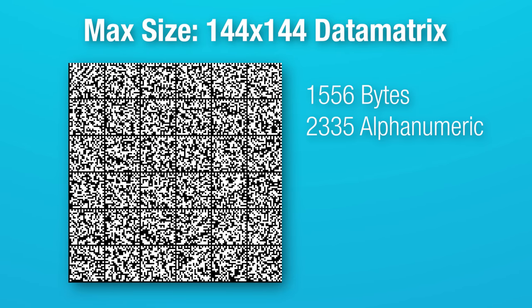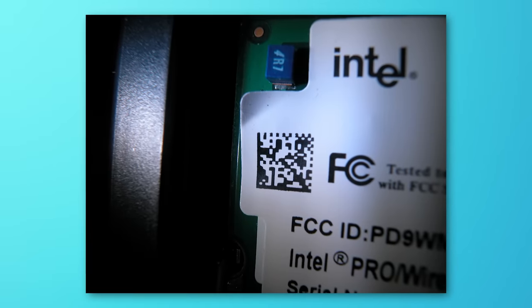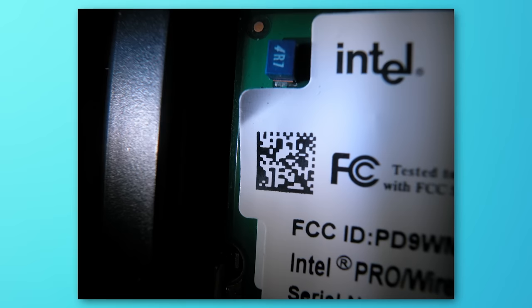The biggest data matrix codes can store up to 1556 bytes or 2335 alphanumeric characters. So not as much as the biggest QR codes. However, a data matrix code can actually store more information per same amount of space than a QR code. And that's why you typically see data matrix codes on very, very small things like little electronics, because it can store about 50 characters in as little as 2 to 3 square millimeters.